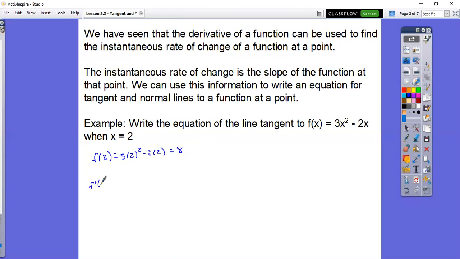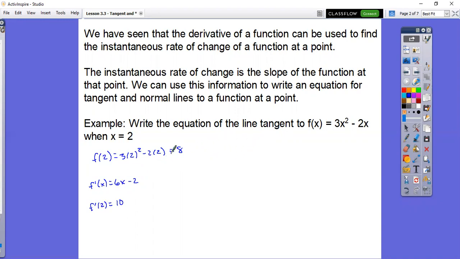Now I can find f prime of x. We can use the power rule. So f prime of x would be 6x minus 2. And now we can also find f prime of 2, because remember, finding f prime of 2 gives us the slope at the point when x is equal to 2. So that'd be 12 minus 2, which is 10.